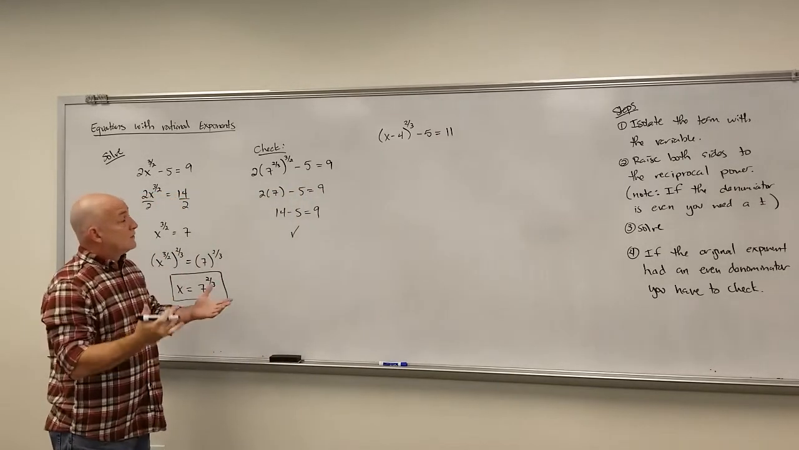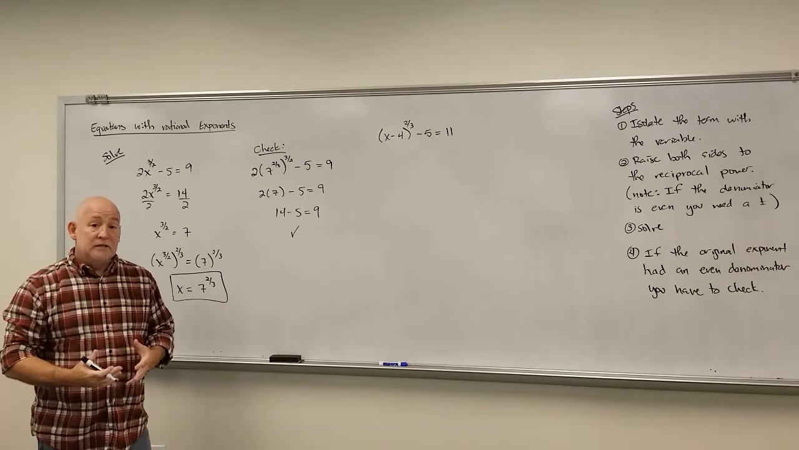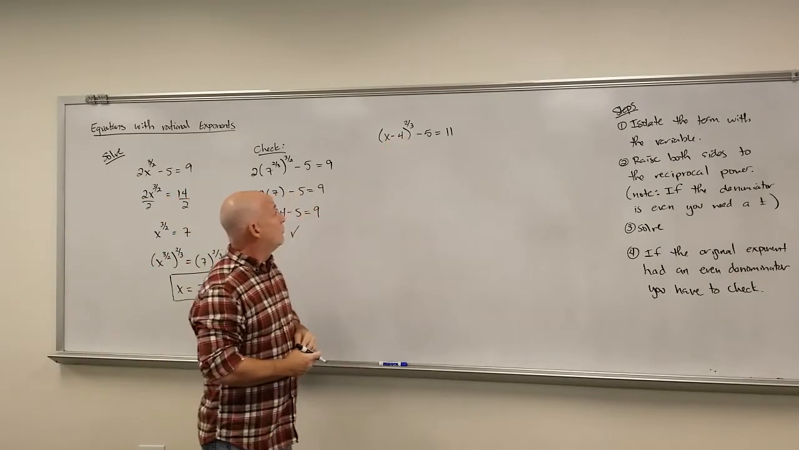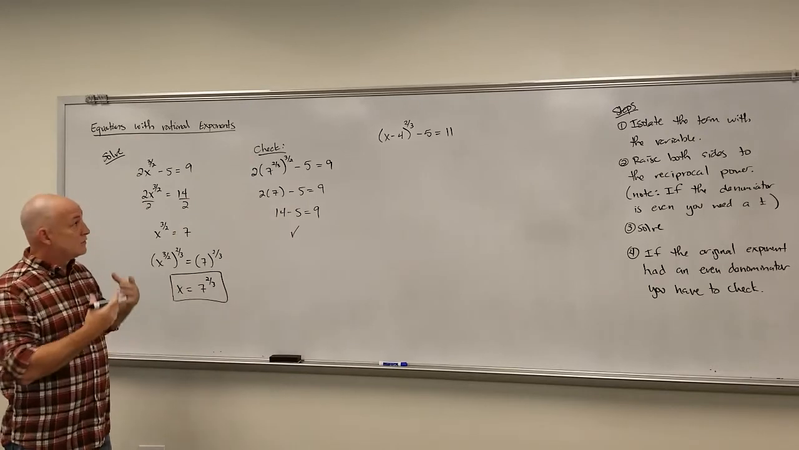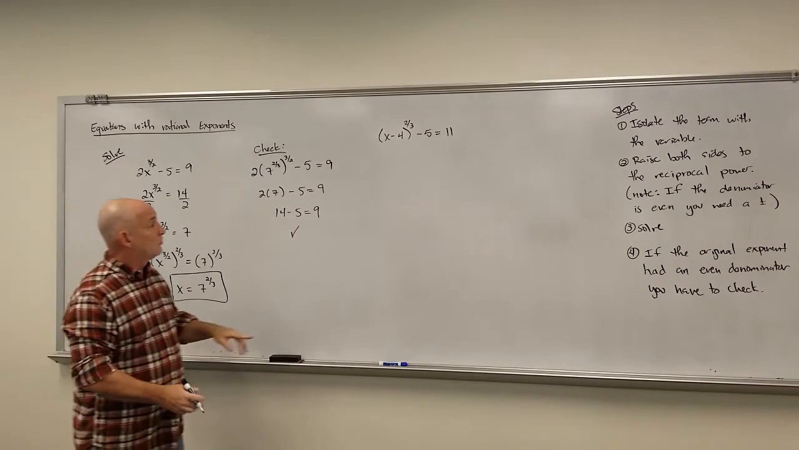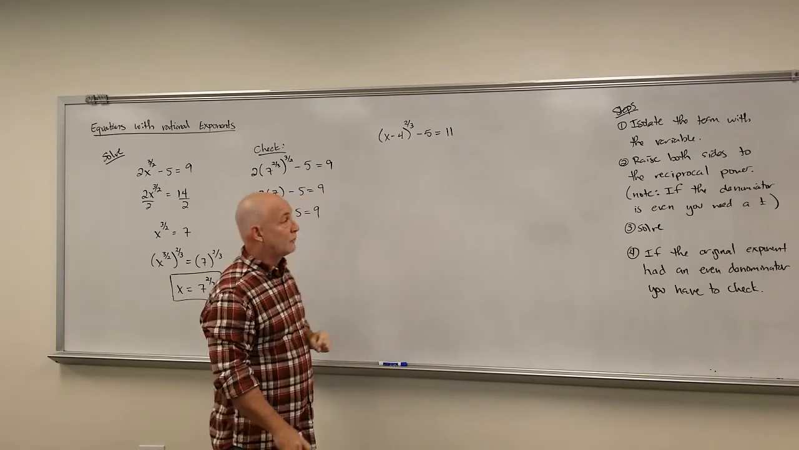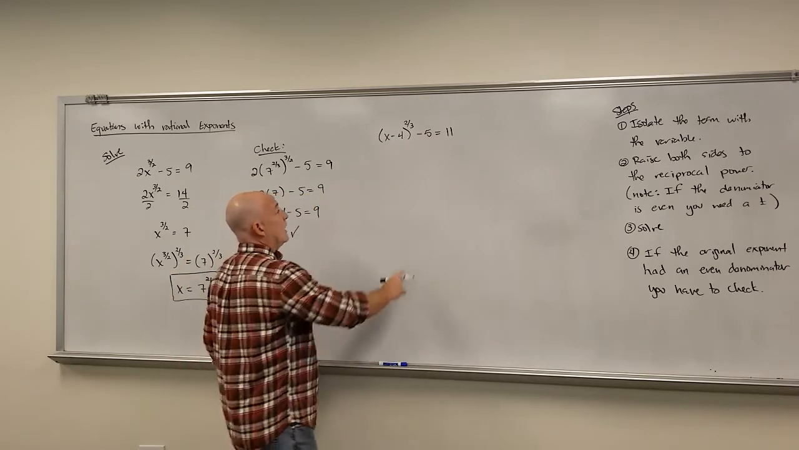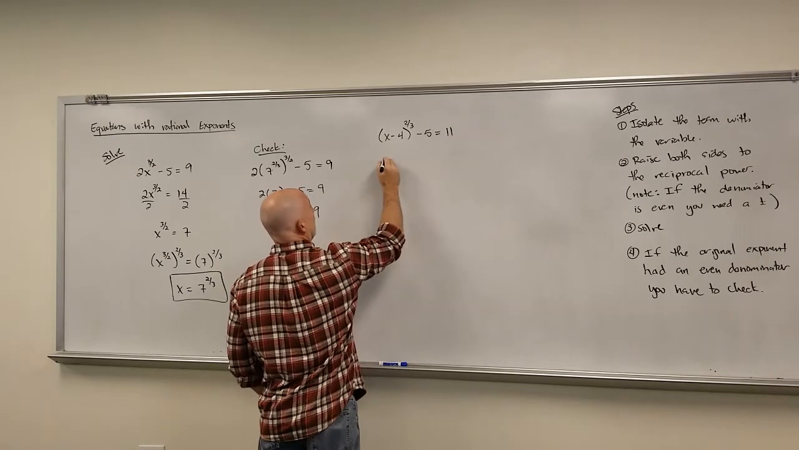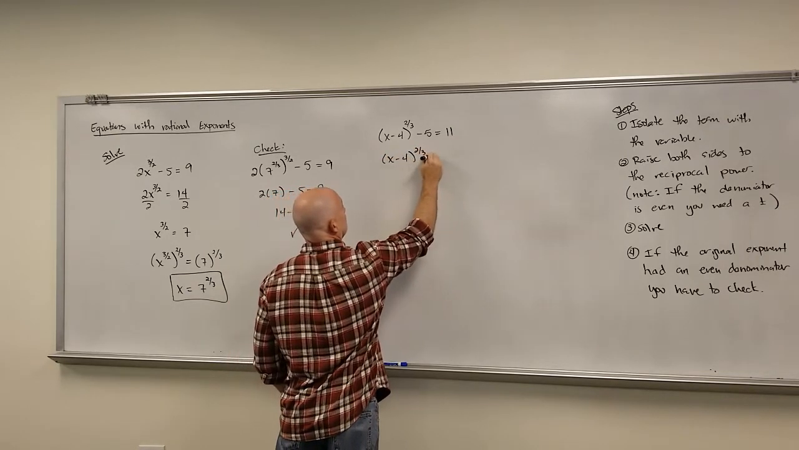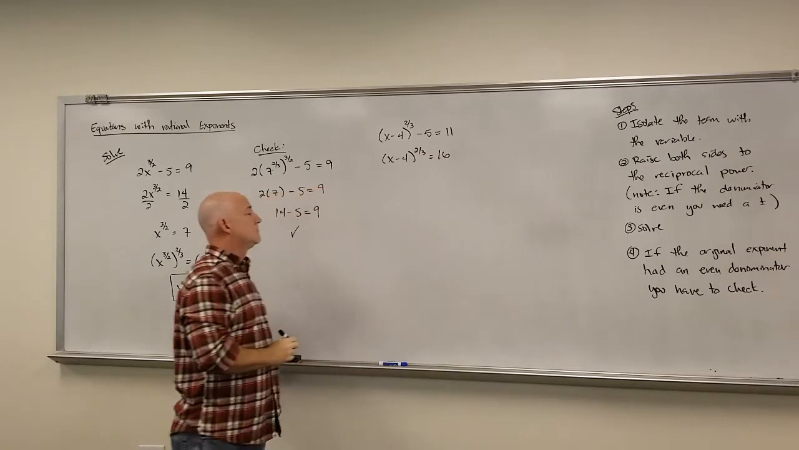All right, to classify this, again, technically this is a radical problem because we have a fractional exponent. Remember, that's really just a radical, but it does fit the form of this lecture with the rational exponents because we just have something raised to a power and everything else is numbers. So our steps say, let's go ahead and isolate this. So if we add 5 to both sides, I get x minus 4 to the 2/3 is equal to 16.